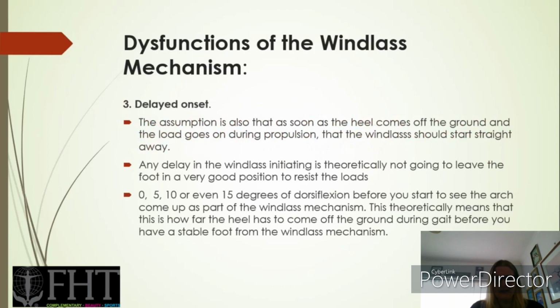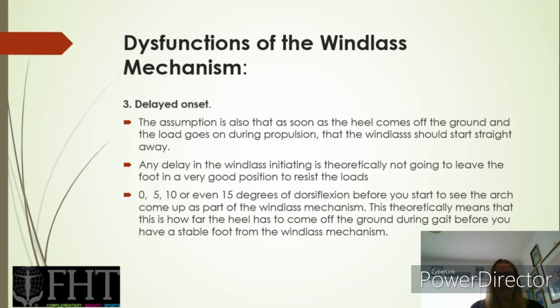We also have a delayed onset. The assumption with gait is that as soon as the heel comes off the ground and the load goes on during propulsion, so going forward, the windlass should start straight away. Any delay in the windlass initiating is not going to leave the foot in a really good position to resist the loads that are going through it. So 0, 5, 10, or even 15 degrees of dorsiflexion before you start to see the arch come up as part of the windlass mechanism. This is how far the heel has to come off the ground during gait before you have a stable foot from the windlass mechanism.